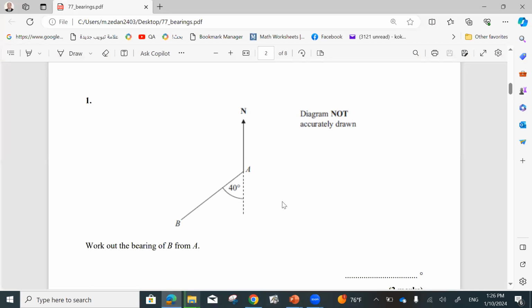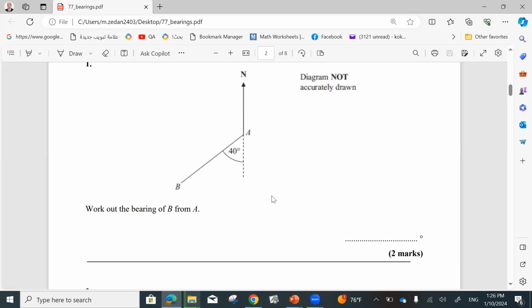This question asks us to calculate the bearing of a point from another point. Work out the bearing of B from A. Just write N for north, and read the angle BAN. The bearing of B from A is this big angle. This angle is really 40 plus a straight angle, which is 180 plus 40 equals 220 degrees. This is the bearing of B from A.